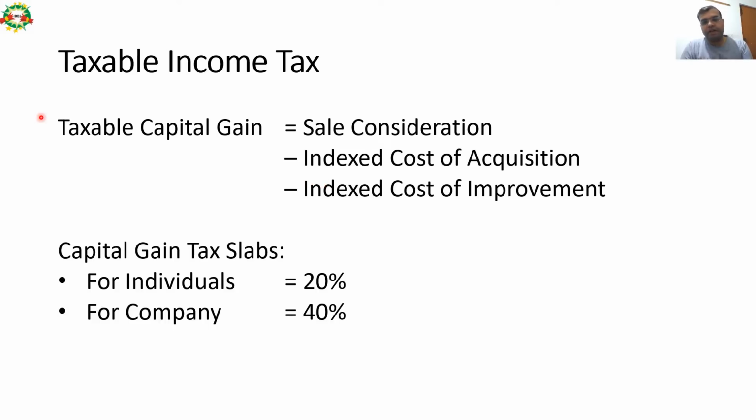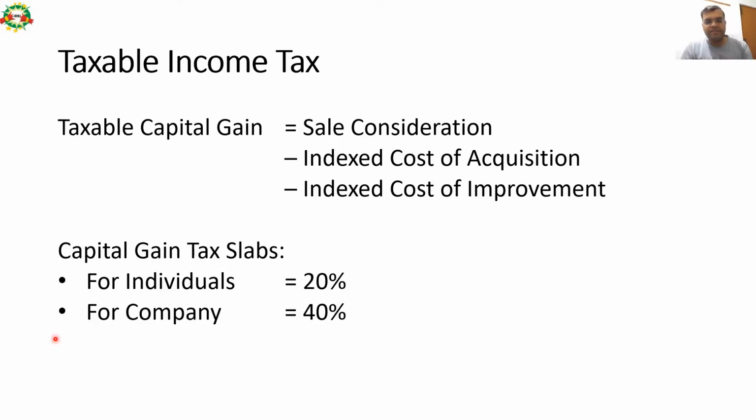So once we calculate indexed cost of acquisition and indexed cost of improvement, then taxable capital gain is equal to sale consideration minus indexed cost of acquisition minus indexed cost of improvement. There could be some other reductions also like brokerage, etc. But in the majority of questions, these two items will be required to be deducted from sale consideration to arrive at the taxable capital gain for IBBI exam purpose.